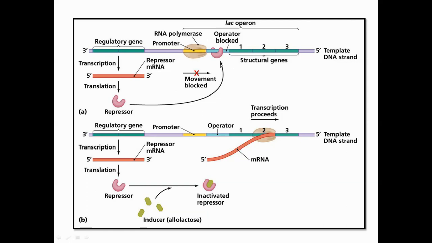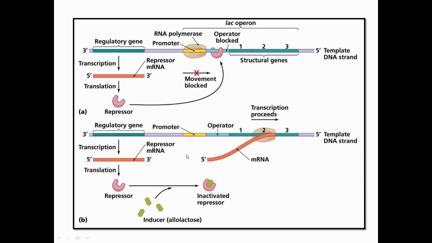This is the summarized diagram of the whole process. You can see the regulatory sequence in the upstream region, and Z, Y, A is there, and there is the operator sequence. Here you can see when no lactose is present in the outer medium, the repressor transcript is formed, and that repressor transcript is ultimately translated into the repressor protein. That repressor protein binds with the operator region, and that operator region ultimately stops the transcription of Z, Y, A.